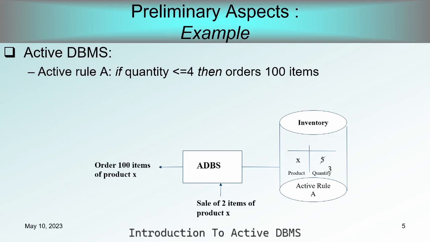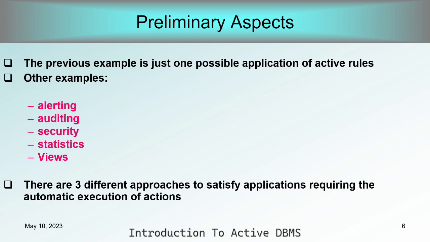Whereas in active DBMS, if the quantity is less than or equal to 4, then you can order 100 items. And this can be automated by the DBMS. The database can automatically go for ordering 100 items immediately when the condition is satisfied. So this is just one example of how an active DBMS or active rule can be set to react to certain conditions. There can be other examples where you could be using active DBMS.